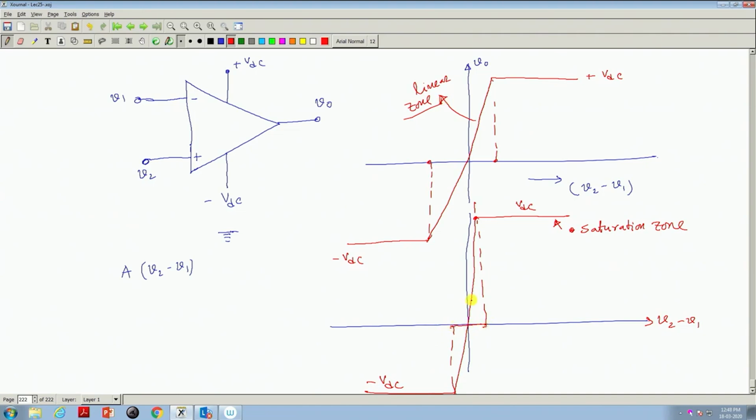Maybe in a practical op amp, this may be spanning over some microvolt level, very steep. And for an ideal op amp, it will be like this. It will be almost like a vertical line. Ideal op amp.